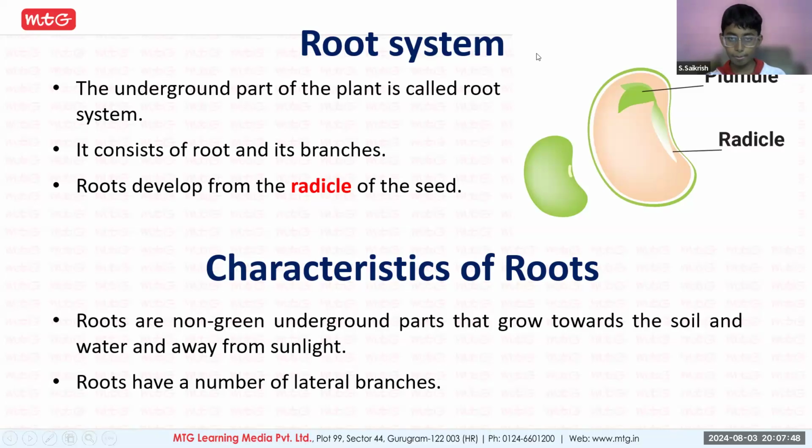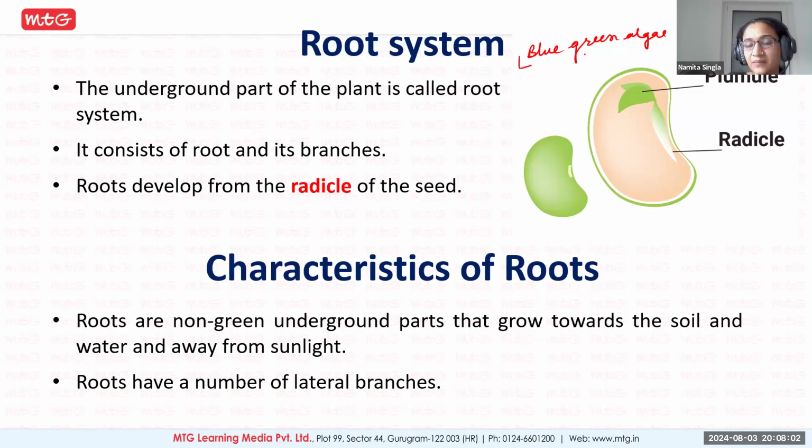Okay, ma'am. And algae are further of various types like green algae, red algae, and brown algae. But there is one more type of algae which is called blue-green algae. They are not included under the Plantae kingdom. They are included under kingdom Monera, that is bacteria. So it is actually something complex which we study in higher classes.